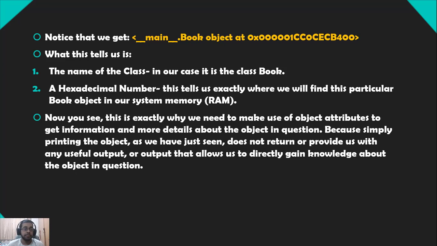Now you see, this is exactly why we need to make use of object attributes to get information and more details about the object in question, because simply printing the object as we have seen does not provide us with any useful output or output that allows us to directly gain knowledge about the object in question.